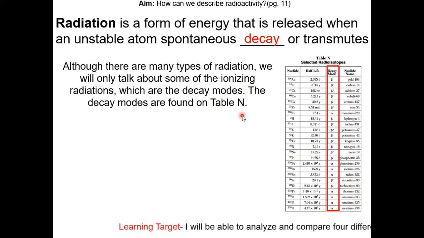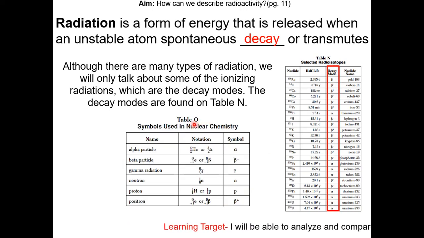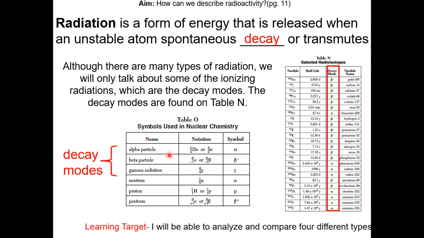Although there are many types of radiation, we will only talk about some of the ionizing radiation, which are the decay modes. The decay modes can be found on Table N on your reference table. On Table N, it shows you a list of radioisotopes and the decay modes. The decay modes are the radiation that is released when the radioisotope decays. There are different types of decay modes. You can look on Table O on your reference table to identify them. They are alpha, beta, and gamma decay.